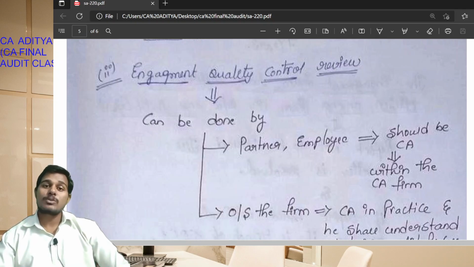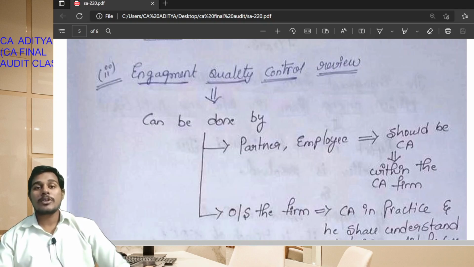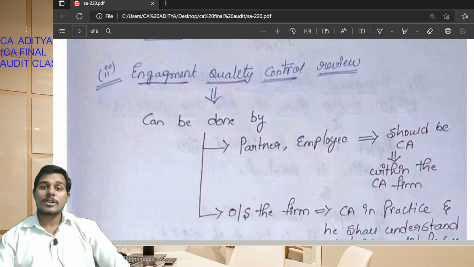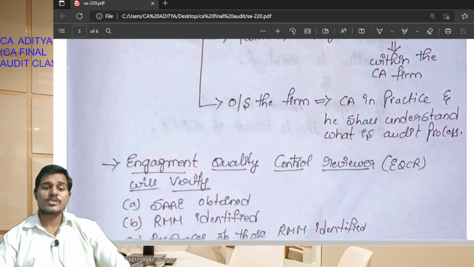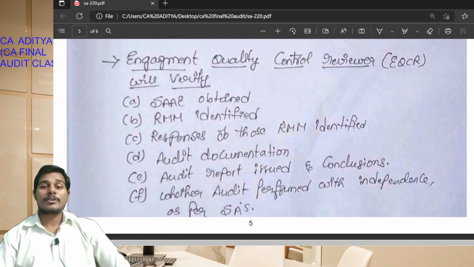If the reviewer is from outside, then a CA in practice of that firm can review or act as the engagement quality control reviewer, and he should understand the audit process. Okay students, engagement quality control review.